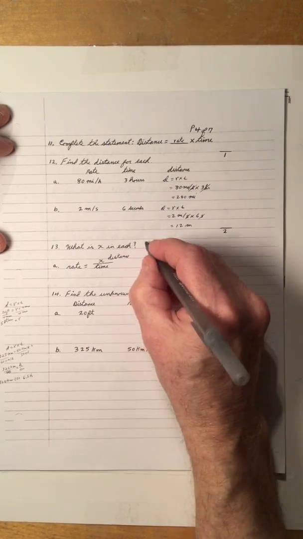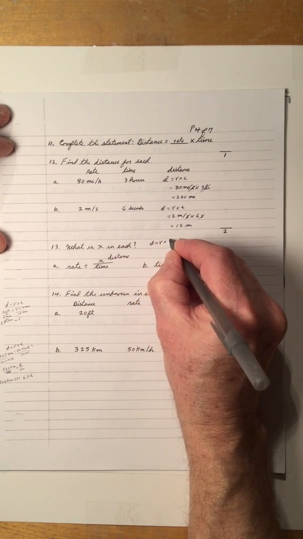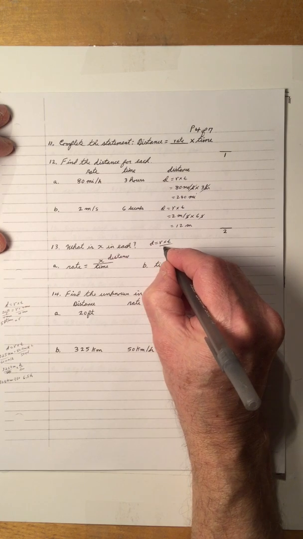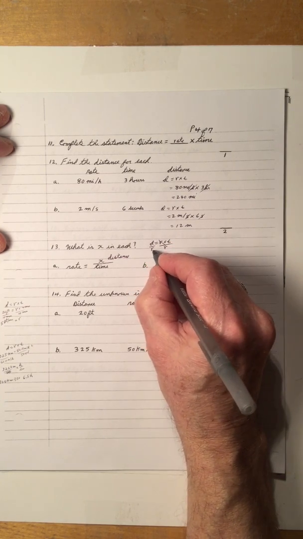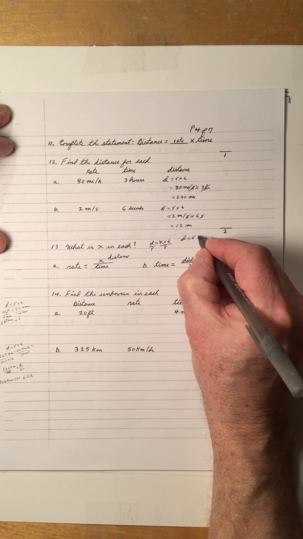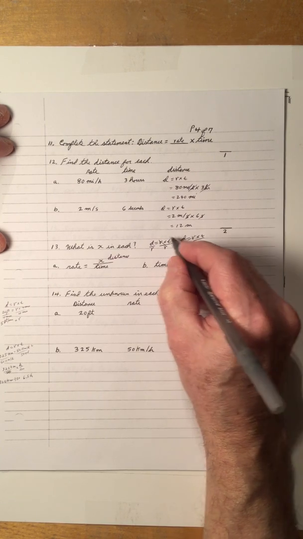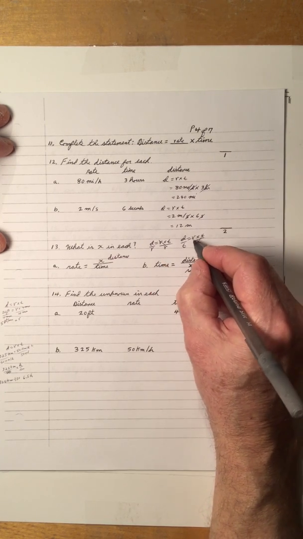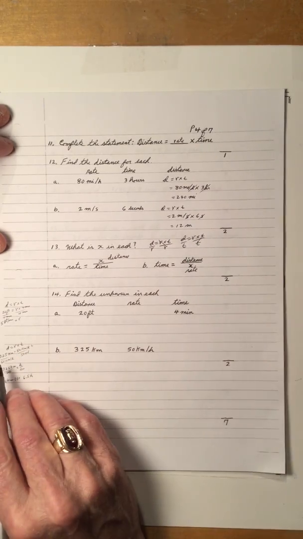It's just the reverse. Watch this, if distance equals rate times time, if I divide both sides by r, I get distance divided by rate gives me time. If I take distance equals rate times time and divide both sides by time, remember the t's cancel out, so your rate is distance divided by time. So it's easy to work that out.